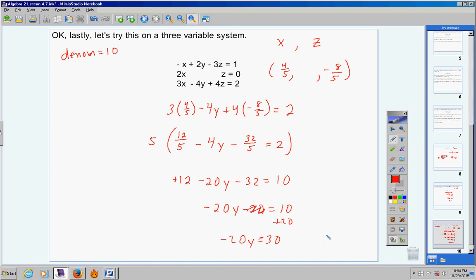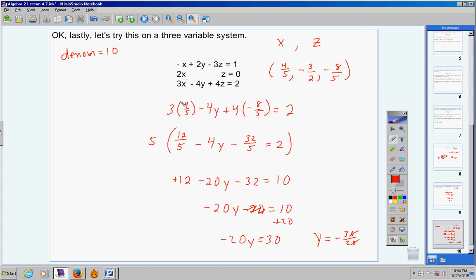And now divide both sides by negative 20. So a positive 30 divided by a negative 20 is negative 30 over 20. Of course, reduce that, and you get negative 3 halves. You can divide the top and the bottom of this fraction by 10. Negative 3 halves. And that is the correct answer.